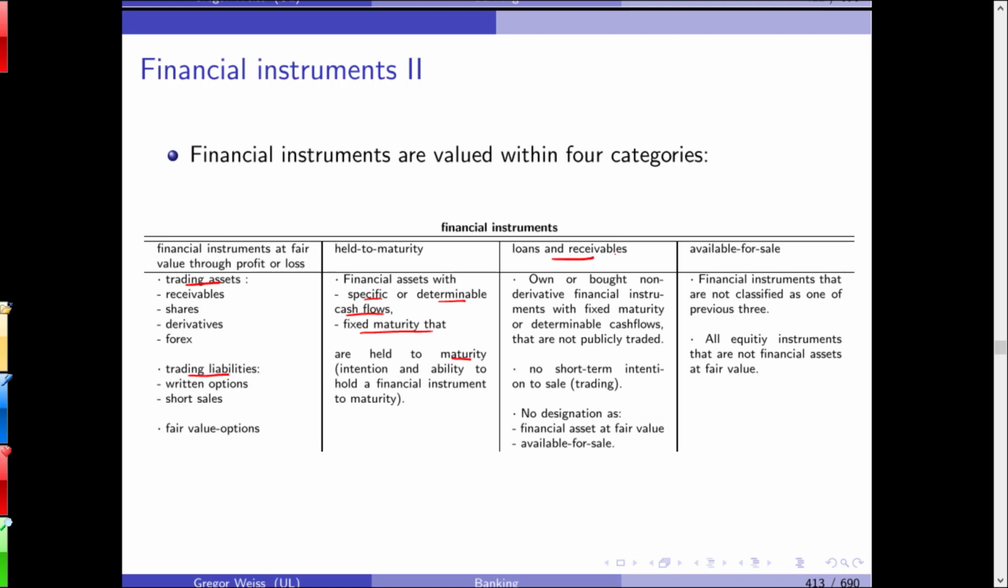You have loans and receivables with no short-term intention to sale or trading. You're not able to designate them as a financial asset at fair value or available for sale. And some instruments are available for sale. So these are the instruments that have not been classified in one of the 3 previous categories. Those are available for sale, and this includes all equity instruments that are not financial assets at fair value. But you can see that most of them in the first category have to be marked to market if you have a market price.